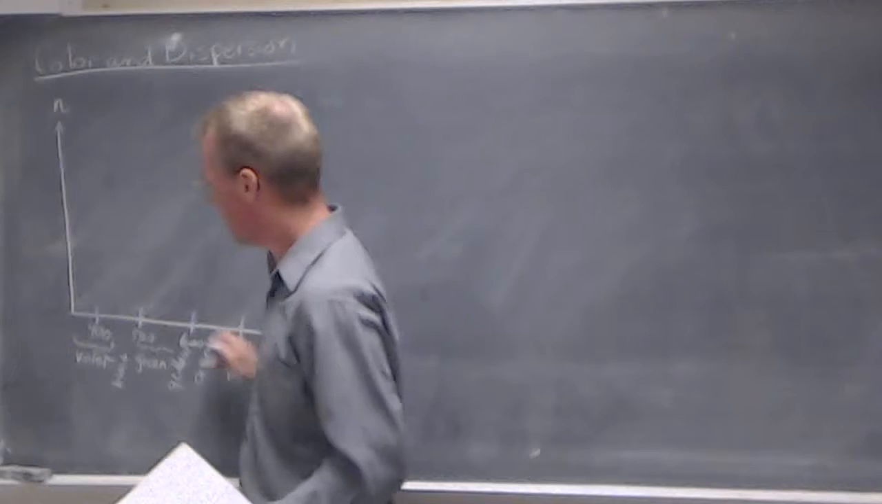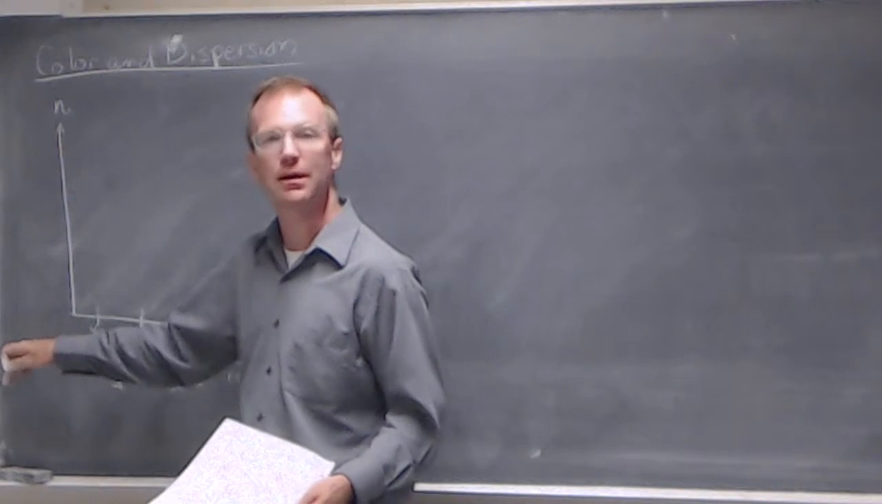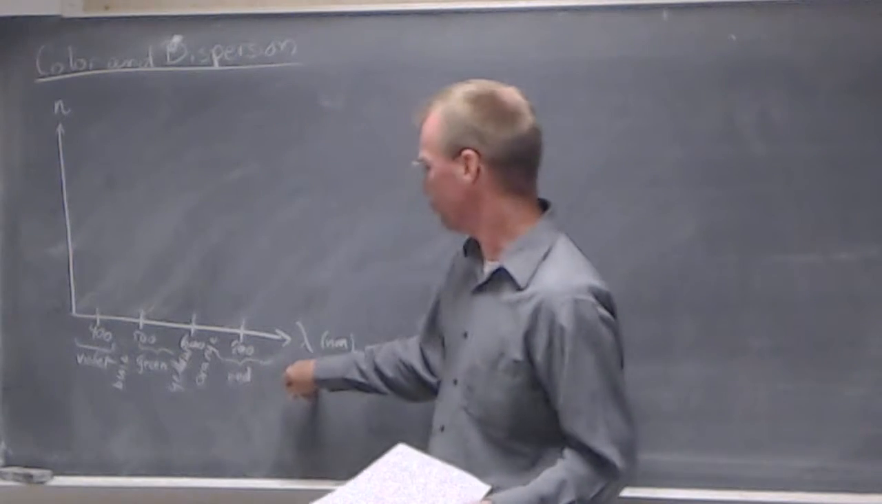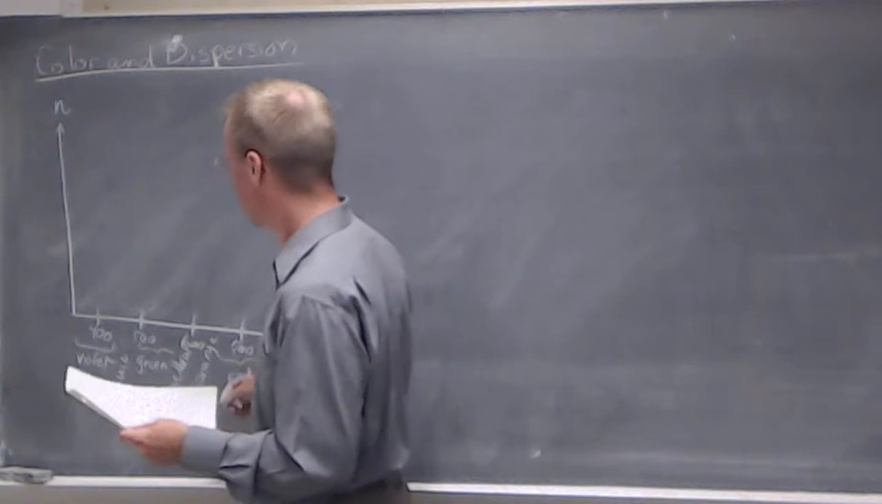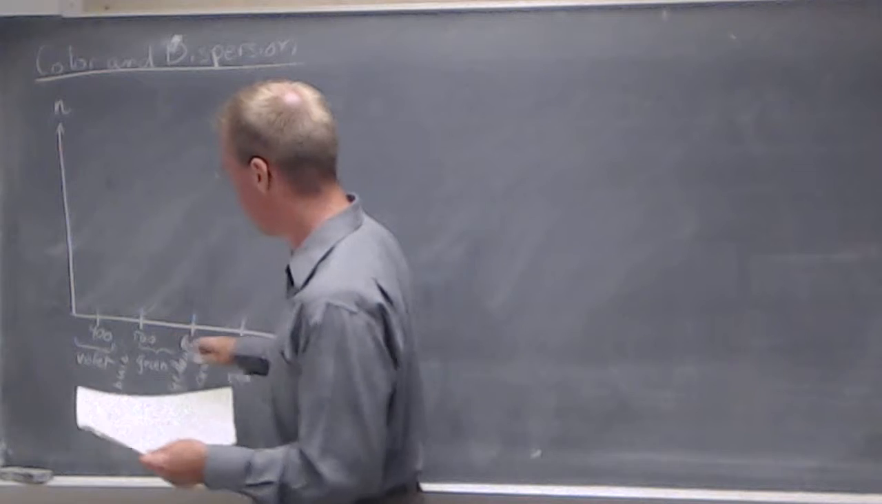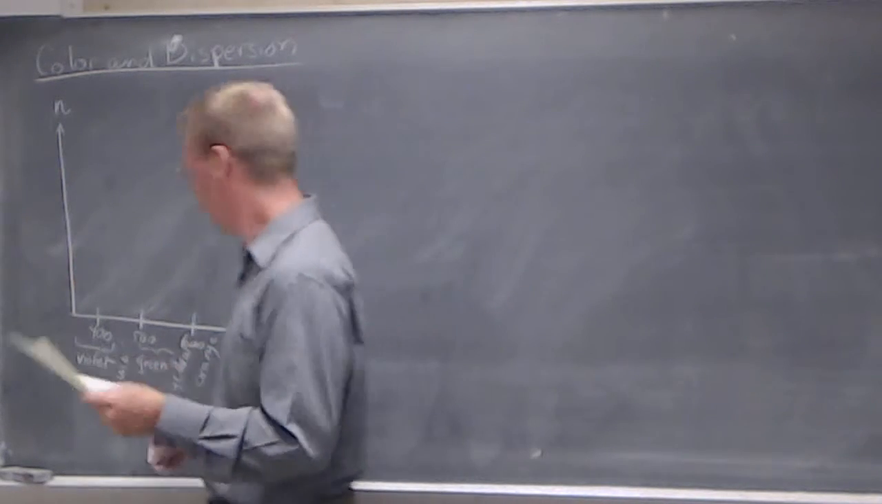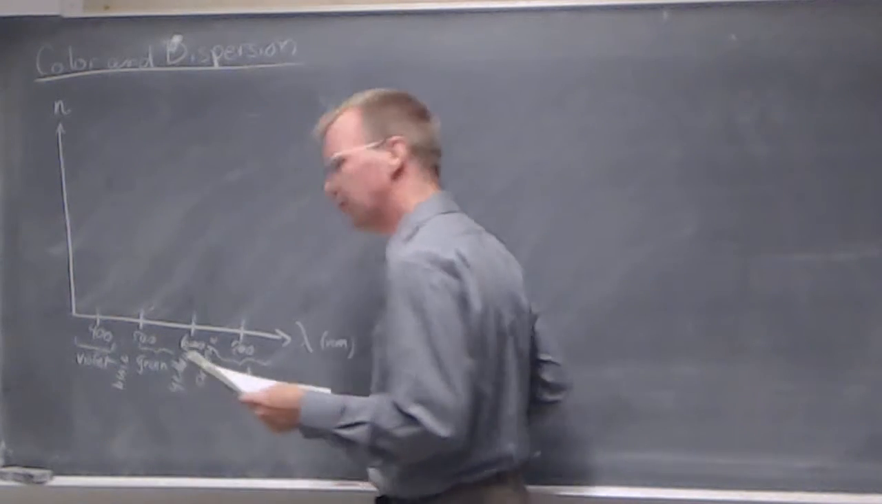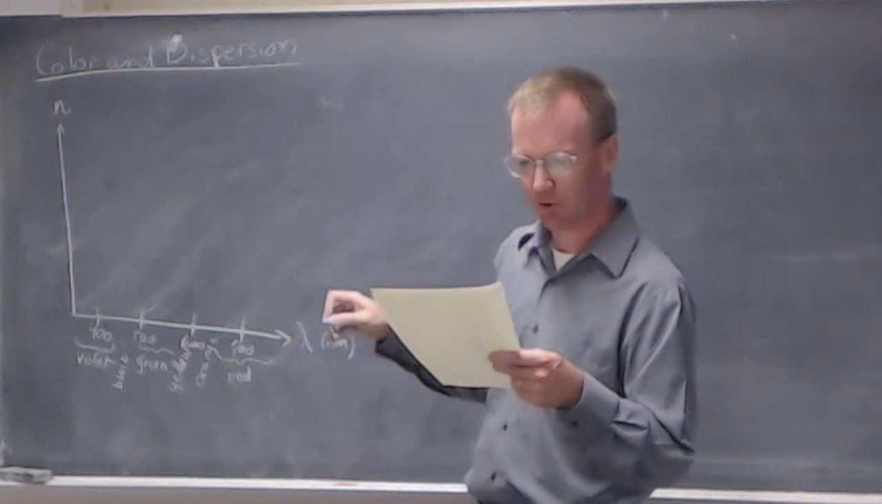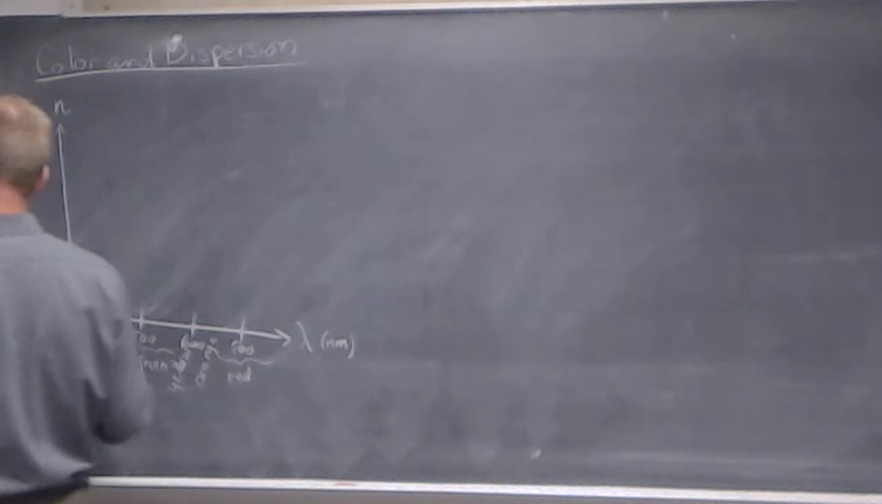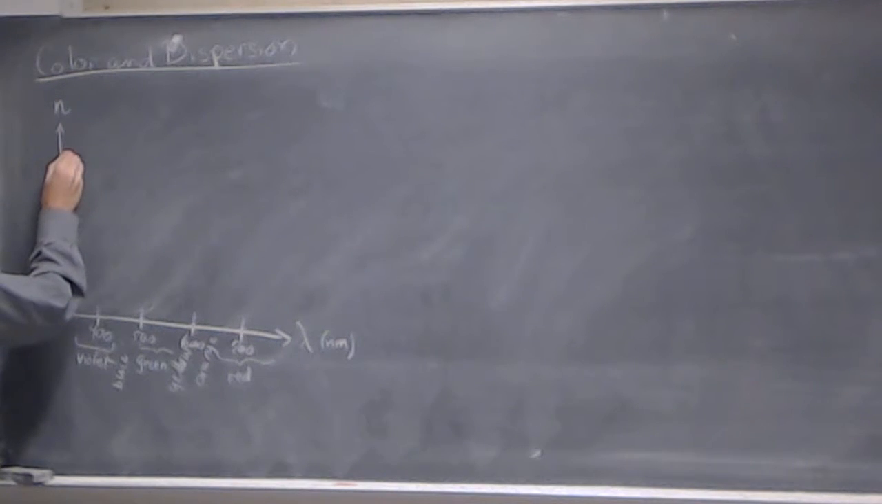Of course, beyond the violet, above the violet would be ultraviolet, and below the red would be infrared, infra meaning below. All right, so there are the visible colors of light. Now, for glass, a typical function of index of refraction versus wavelength for glass goes from around 1.54.